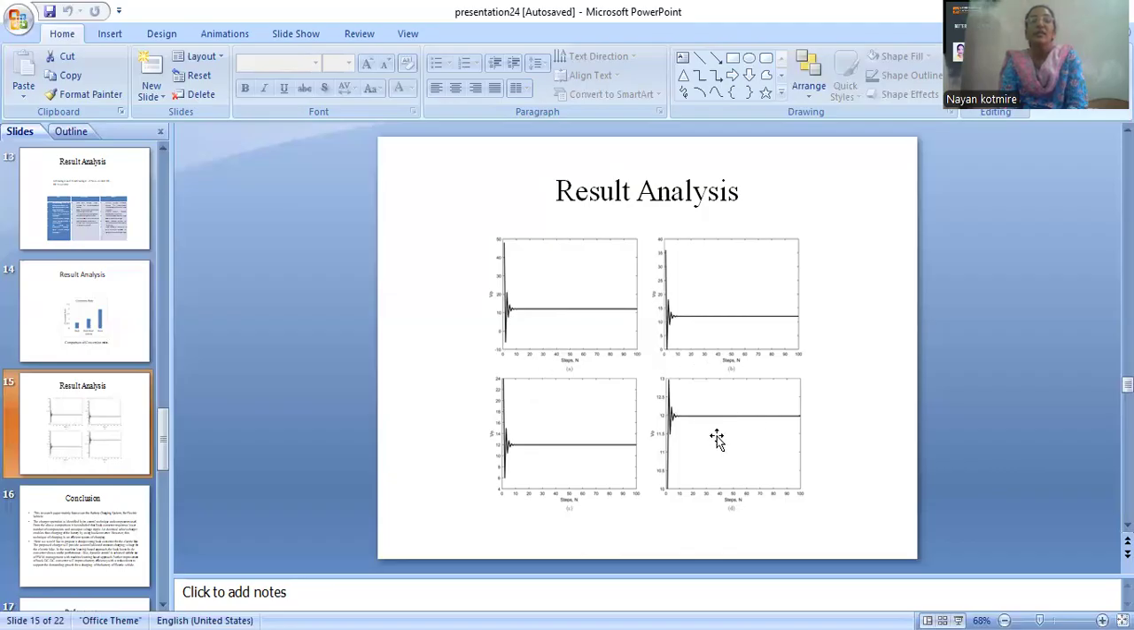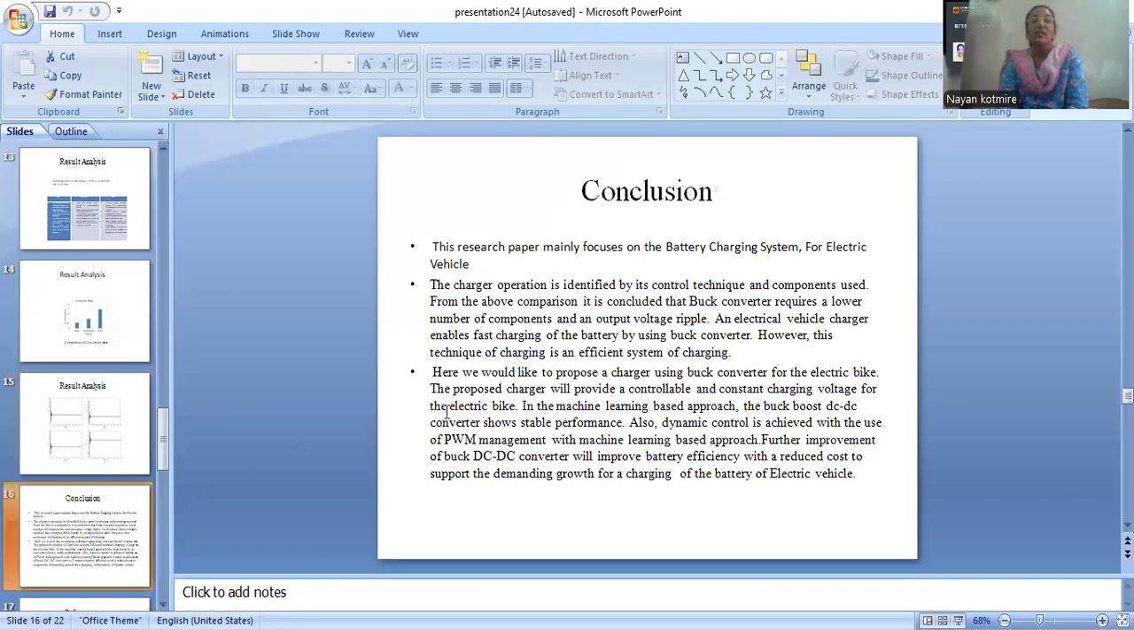So as the duty cycle increases, the oscillation increases. As the oscillation increases, it will affect the performance of the battery charging, and it will also affect the efficiency. The charger for the battery charging system must be efficient, must require a lower number of components, and must have less output voltage ripple. Hence, the buck converter is suitable for the proposed battery charging system with the machine learning based approach, and this machine learning based approach will improve the efficiency of the proposed charging system.